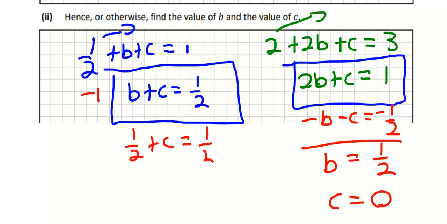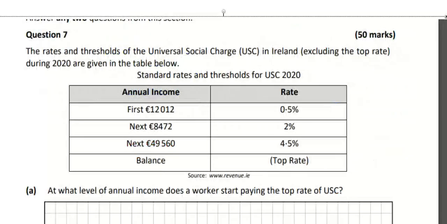All right. Is that the last one? Question 7. When you make 12,012 euro, you pay 0.5% USC. Anything above that, the next 8,472 euro you make above that amount, you pay 2%. And then after that, the next 49,560 you make, you get charged 4.5%. At what level of income does a worker start paying the top rate of USC?